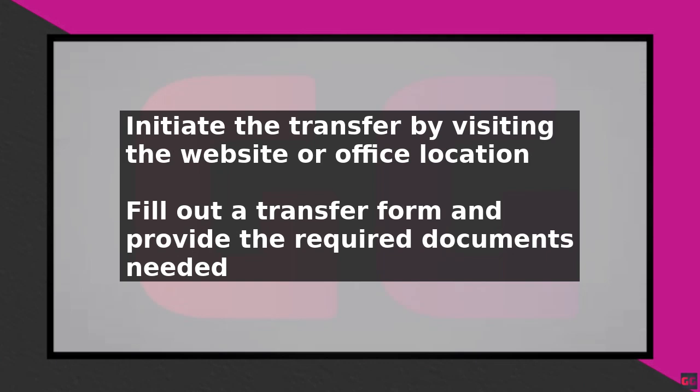The service provider will then convert your Pakistani rupees to UAE dirhams and transfer the funds to the recipient's account. The recipient can then collect the money from a designated location, such as a bank branch or exchange office, by providing their identification and transfer reference number.